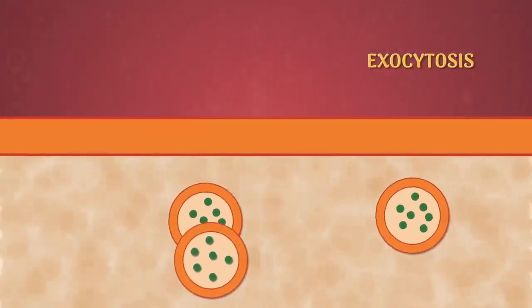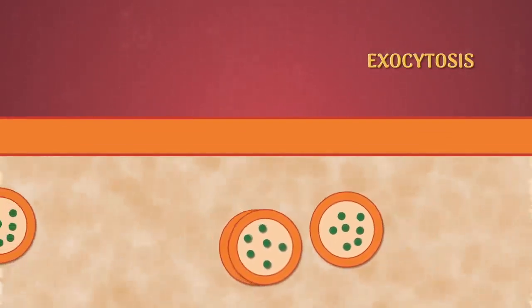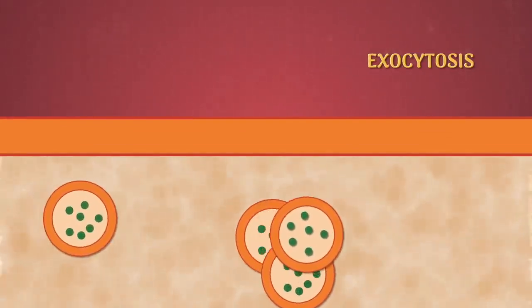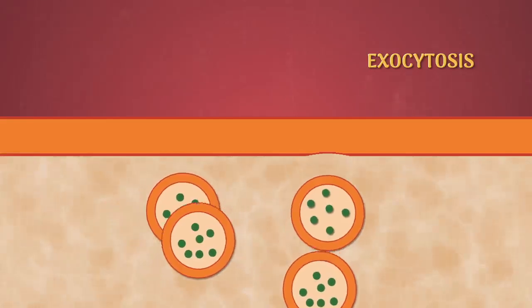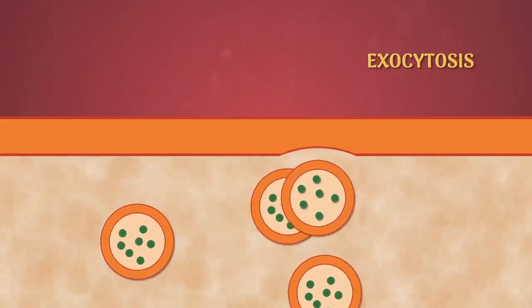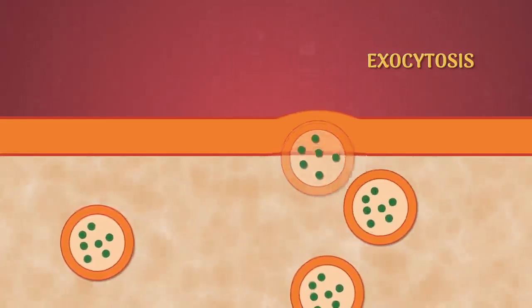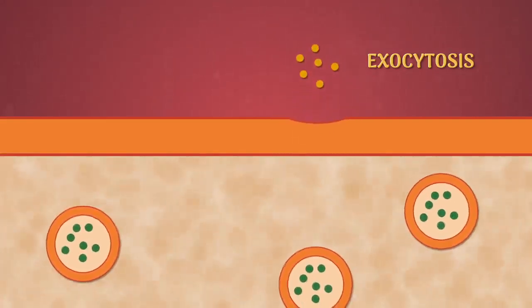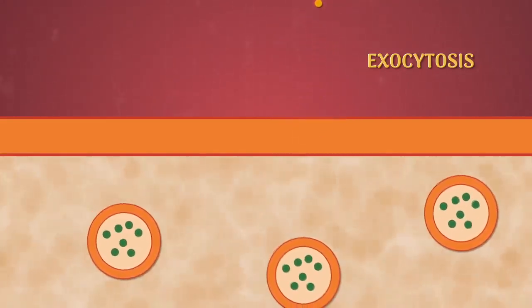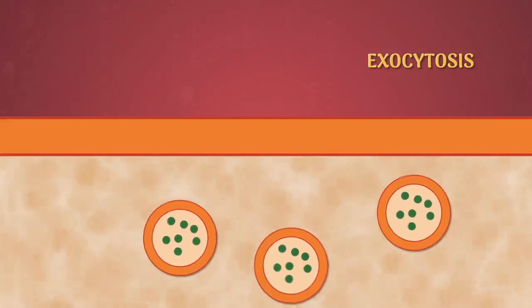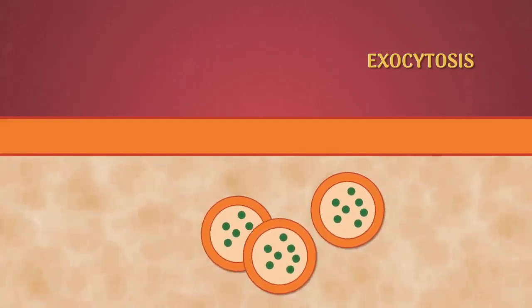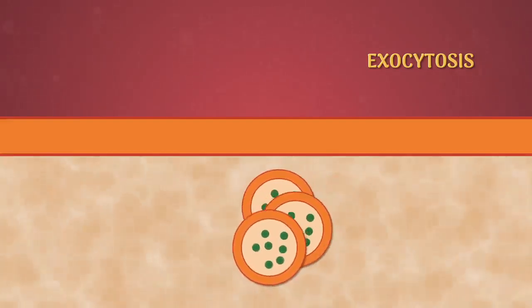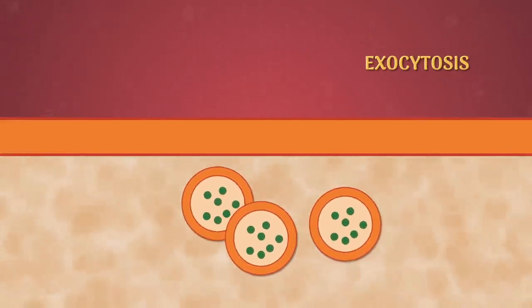If a cell has waste matter to get rid of, first it packages the material into a vesicle. The vesicle travels to the cell membrane, and the vesicle membrane fuses with the cell membrane to force the material outwards. This can be used for waste, but is also often used to secrete important chemicals from one place to another, like enzymes, hormones, or antibodies.